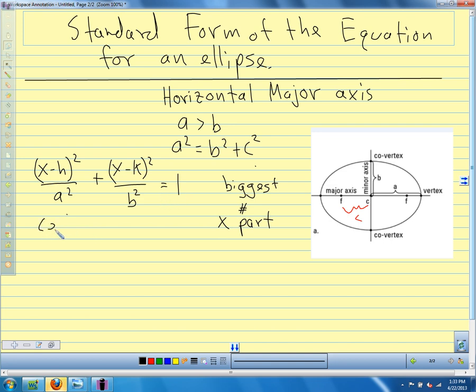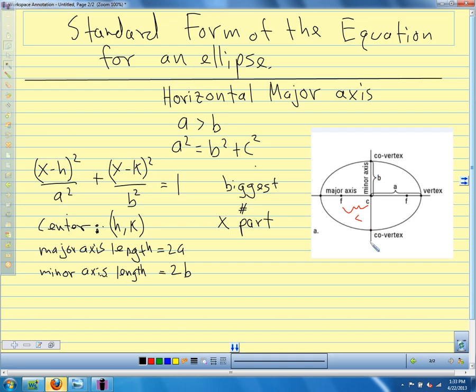Our center is the point (h, k). So just like we worked with a parabola, our center is (h, k). Rather than the vertex, this gives us our center. The major axis length is 2a. So each of these segments is a. So the entire major axis is 2a units long. The minor axis length is 2b. So this is a b here and another b here. So our minor axis length is 2b.